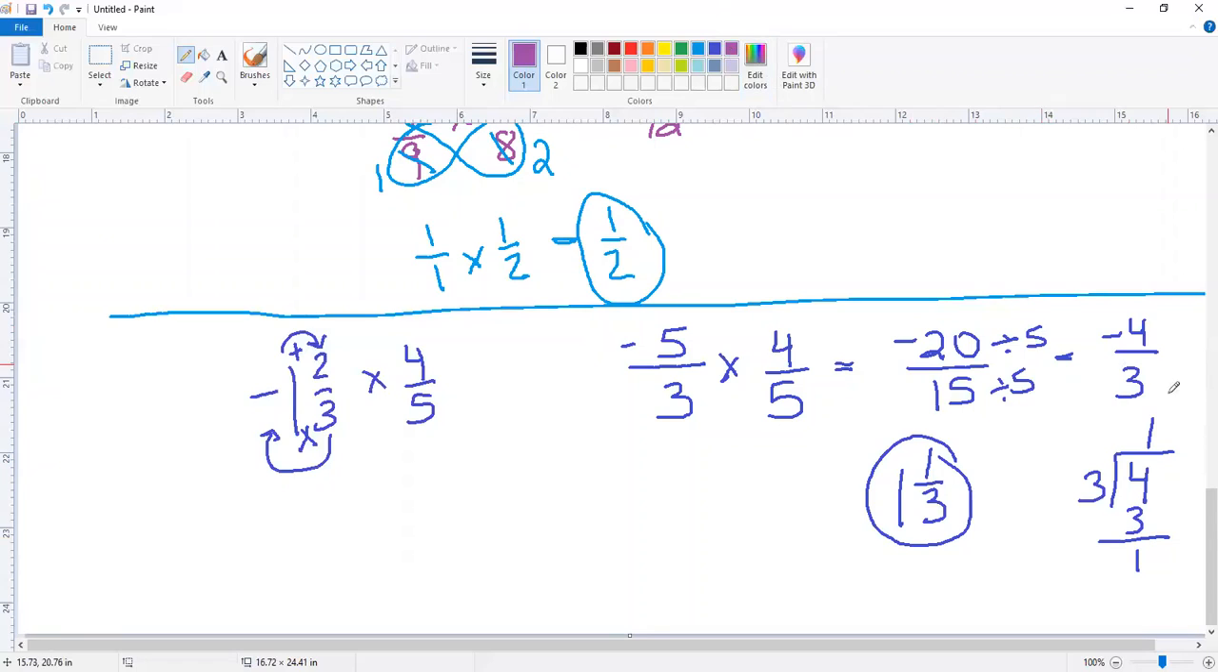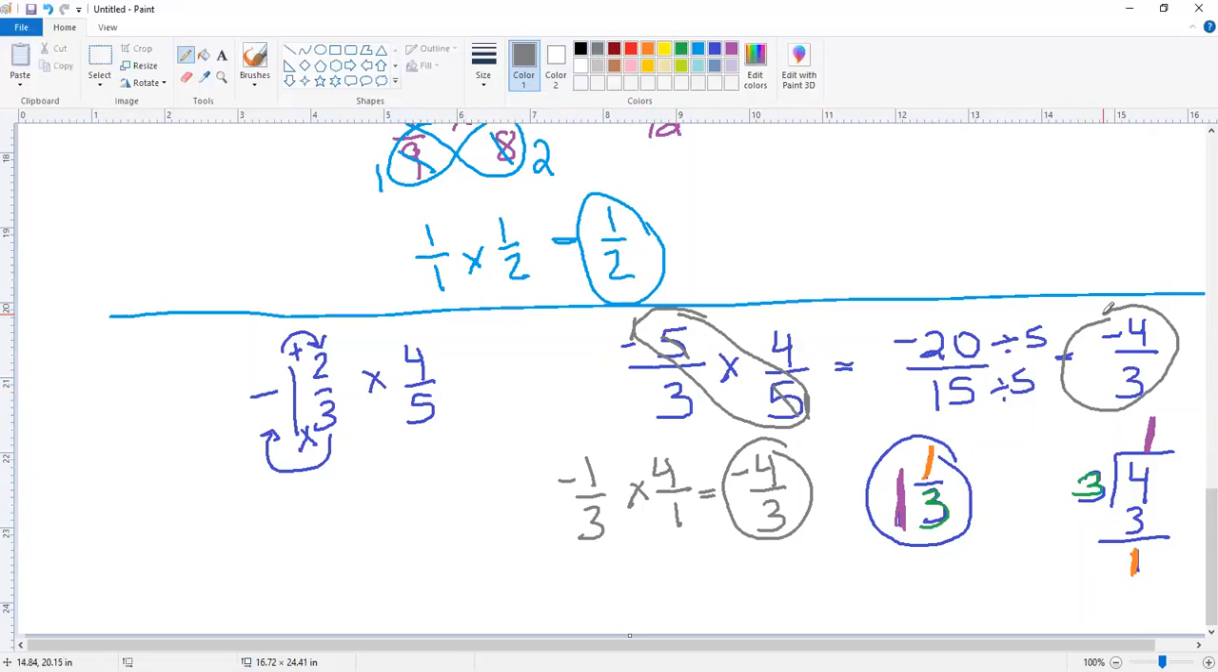Remember, whoops, this is your big number. This is your numerator. And this is your denominator. Okay? Now let's try cross simplifying. 5 and 5 can be reduced to 1. So now we have -1/3 times 4/1. We get -4/3, which is the same that we had over here. And then we have to do the same exact process here. We have to reduce it and turn it into a mixed number.